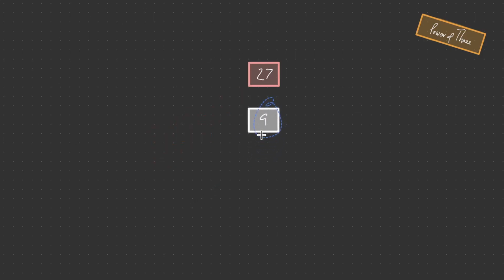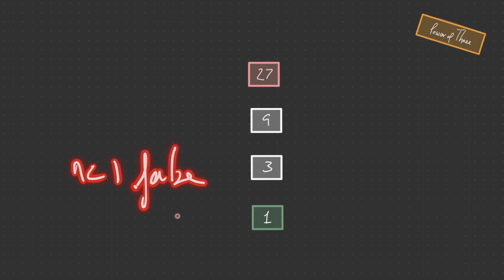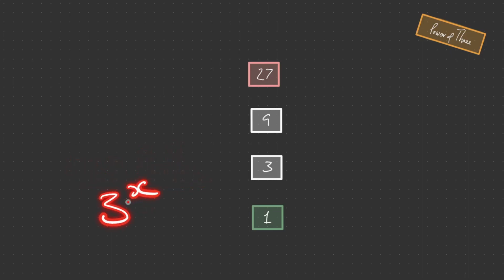27 divided by 3 gives us 9. 9 divided by 3 gives us 3. 3 divided by 3 gives us 1. So we have recursively called this until we reach 1. Now, obviously, there's a base case. If n, for example, is less than 1, we return false, right? Because there is no value that could be raised to the power of 3 that gives us a negative answer.